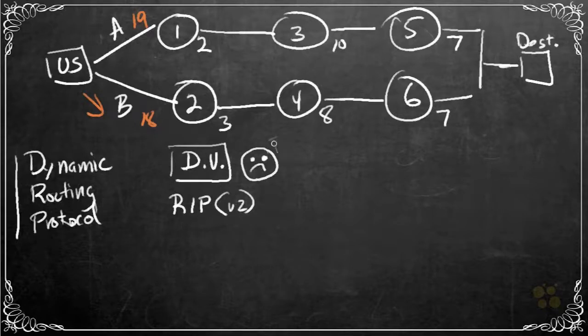The reason it's frowning here is that it's not that smart, because a distance vector routing protocol, specifically RIP, doesn't take into consideration the actual cost of each of the links as we go from our source to our destination. Instead, it just does hop counts, hop referring to every router in the path.